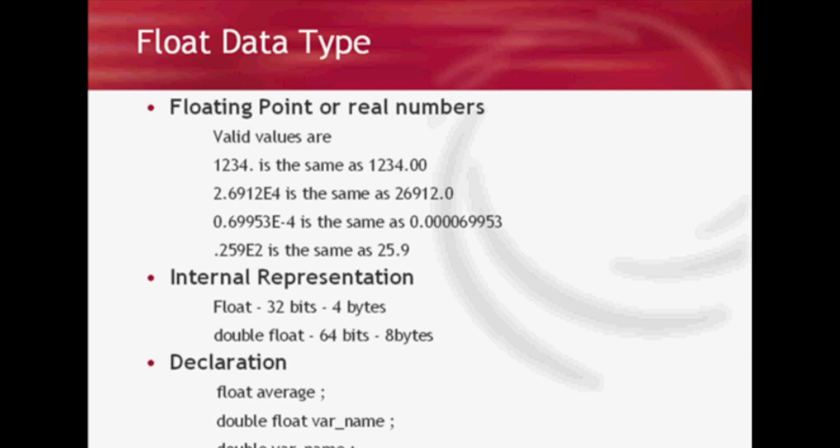A double float number will occupy 64 bits, that is 8 bytes. To declare a variable of the float data type, you specify float followed by the variable name. Example: float average. Double float, variable name. Double, variable name.